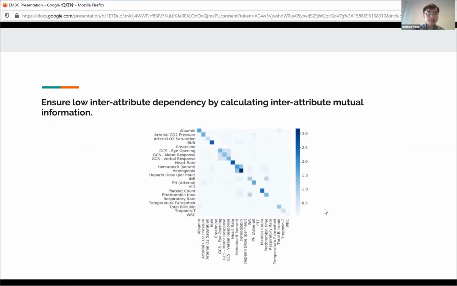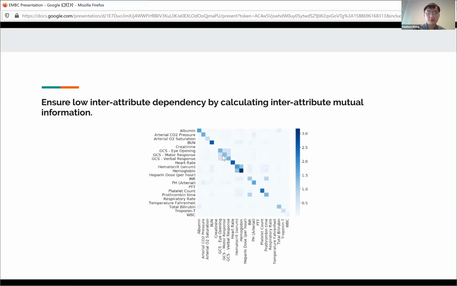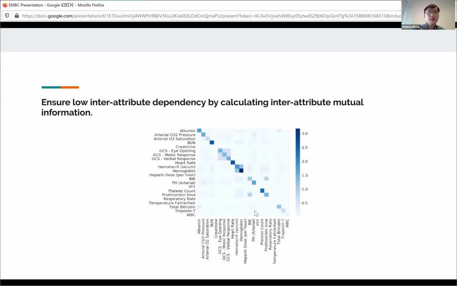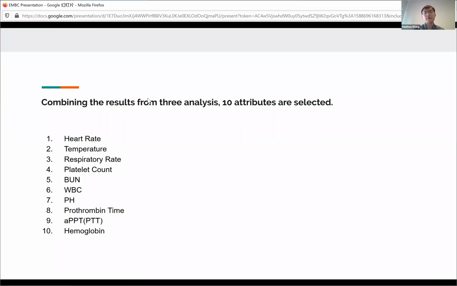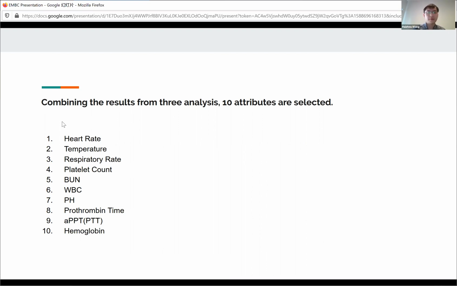And for the third requirement, we calculate the inter-attribute mutual information, as shown here. We can find most of the attributes are quite independent of each other, except for some of these, for example hemoglobin and hematocrit. So combining the results from the three analyses, we identified 10 attributes that are really good for UFH related problems.